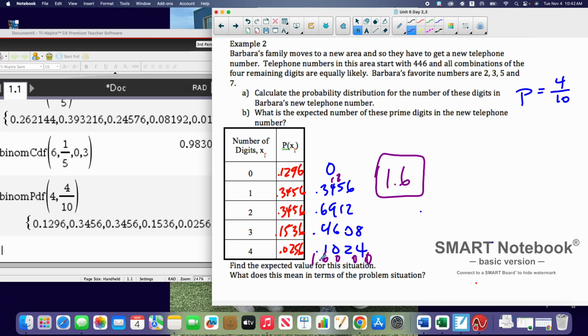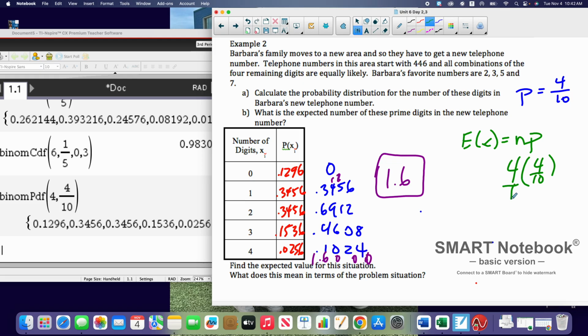Now, on your formula page, you have another formula. You have expected value, E of X, is equal to N times P. N is my number of trials. P is the probability of success. Do we know how many trials are in this problem? 4. Do we know the probability of success? Yes.